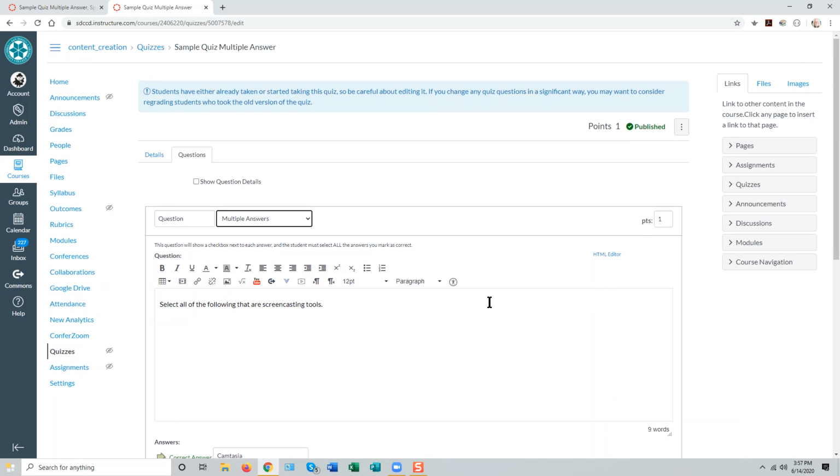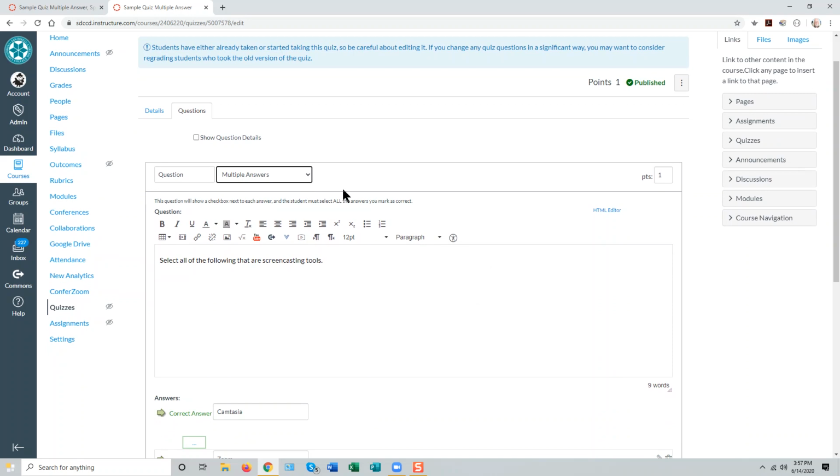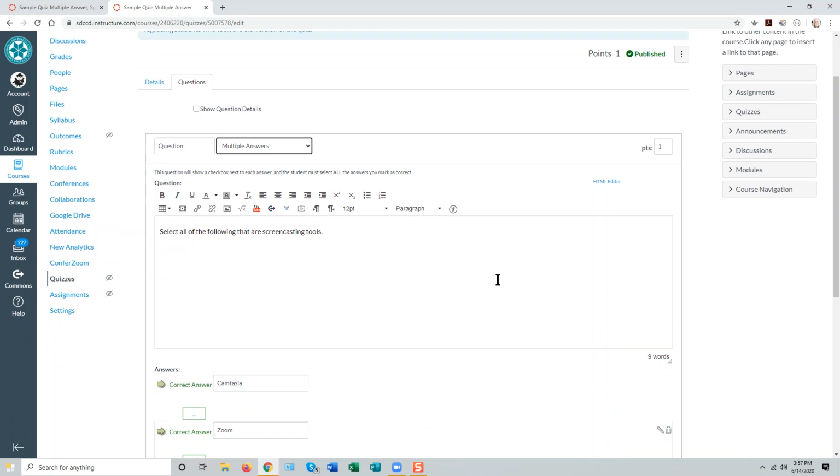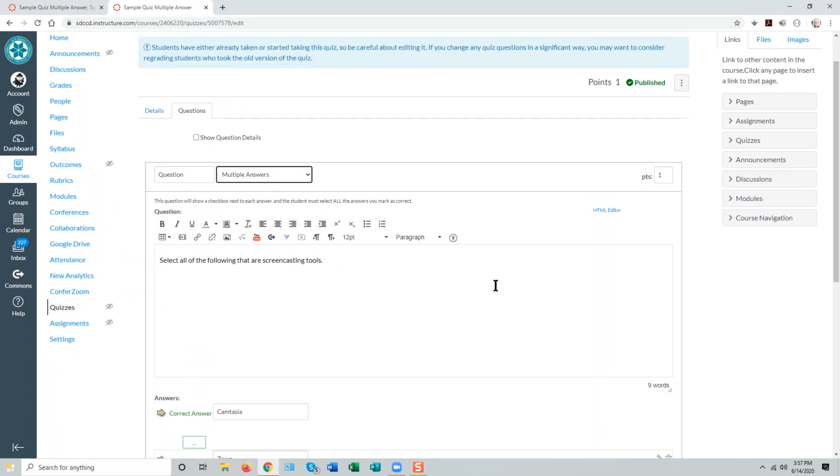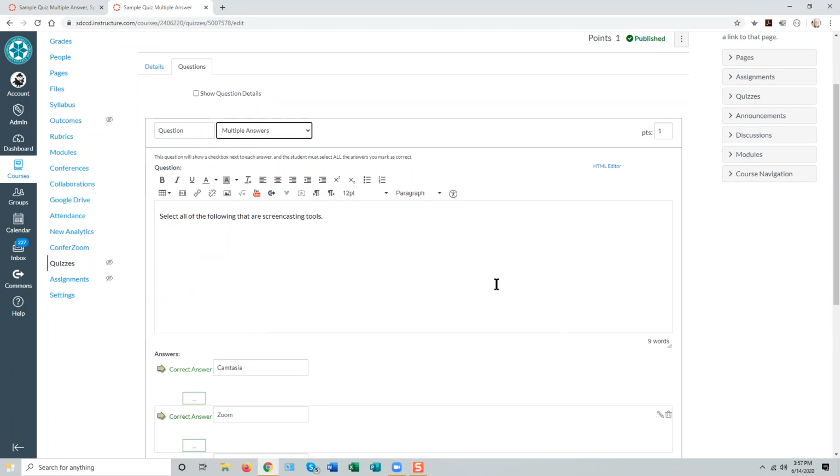It's quite a simple concept, really. A multiple answer question is just a multiple choice question that can have more than one right answer. Any number of the possible answers in a multiple choice question might be correct. It's entered very much the same way as a multiple choice question.